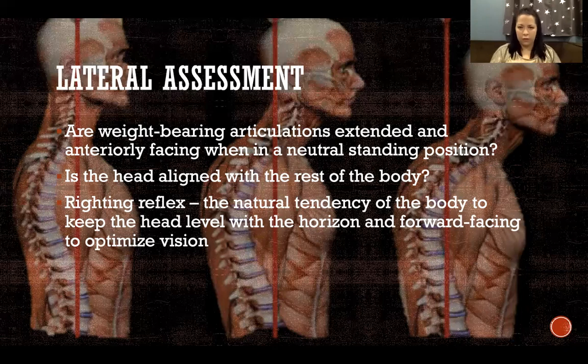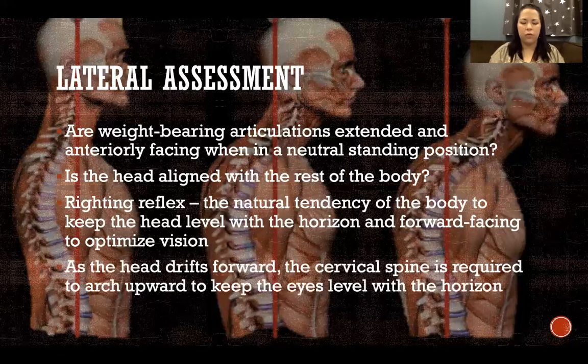So that's kind of what we're seeing in this picture in the background here. On the left, that's a normal neutral position. And then in the middle and on the right, we see the head drifting further and further forward. So it's not just flexing forward, it's drifting forward because of the righting reflex. And this is something we can see really significantly in the lateral view of the assessment. So as the head drifts forward, the cervical spine is required to arch upward to keep the eyes level with the horizon because of the righting reflex.